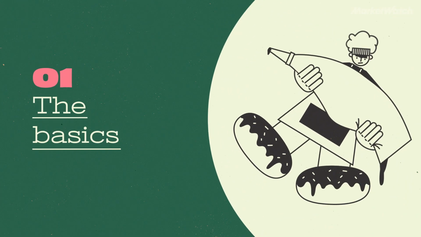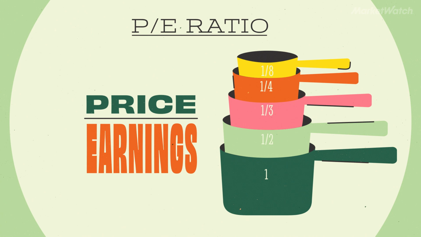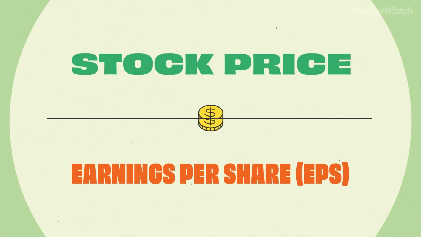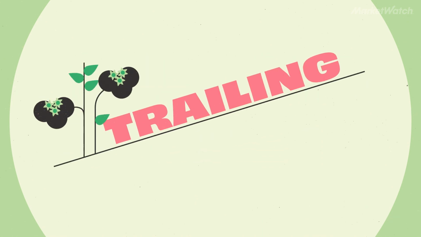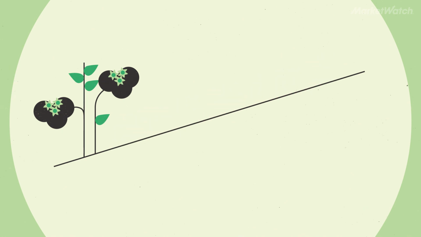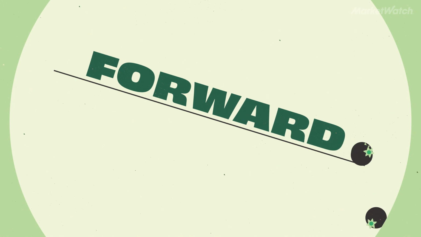A stock's price-to-earnings ratio, or PE ratio, is one of several measures that investors can use to figure out whether a stock represents a good value. To calculate the PE ratio, divide a company's current stock price by its earnings per share, or EPS, over the past year. This gives you the stock's trailing PE ratio. You can also divide the stock price by analyst estimates for the coming year's EPS to get what is called the forward PE ratio.